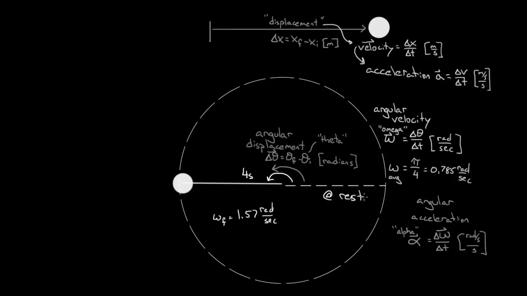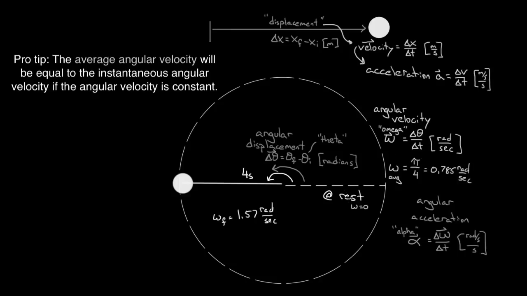This at rest initially shows that the omega started off as 0. The instantaneous omega was 0, and the instantaneous omega, or the final angular velocity, would be 1.57. So you've got to be careful. The instantaneous values are not necessarily equal to the average value. You can get the average value by taking the change in theta over the change in time, but it doesn't necessarily give you the instantaneous angular velocity at a specific point on the trip.